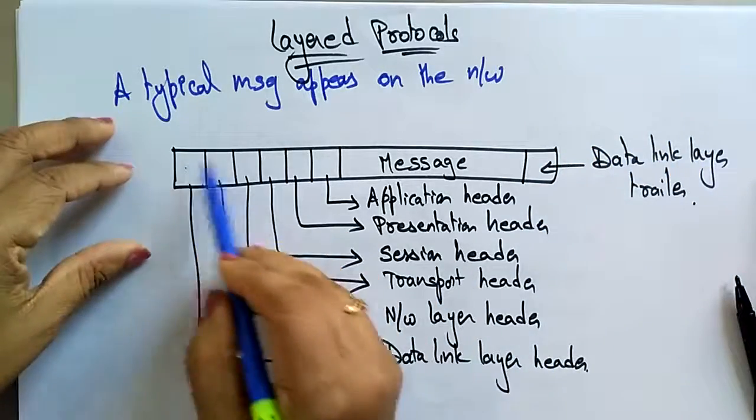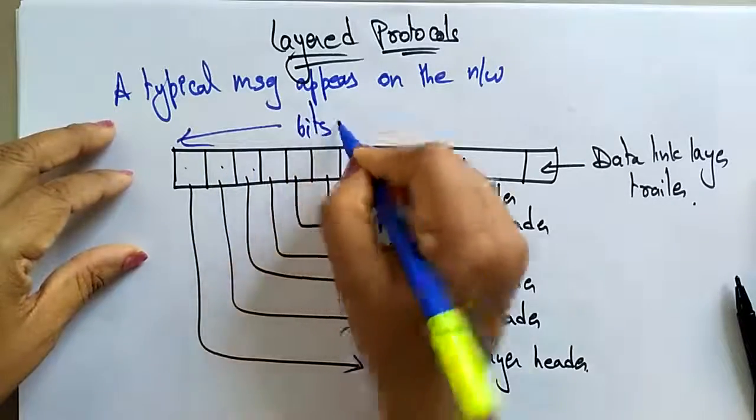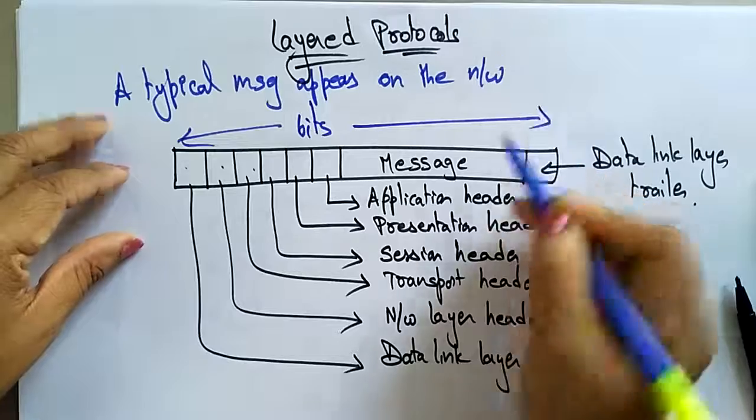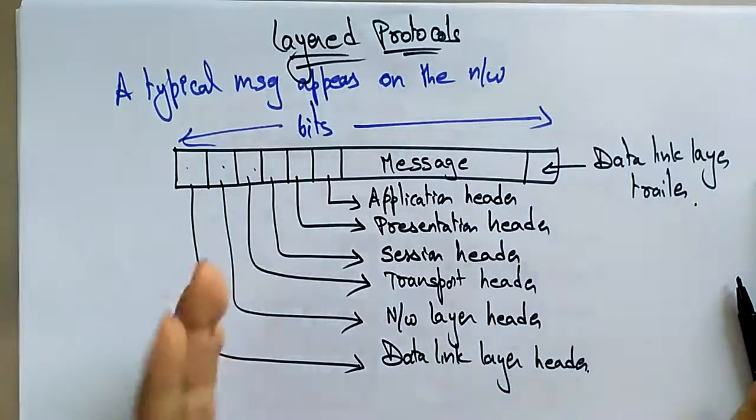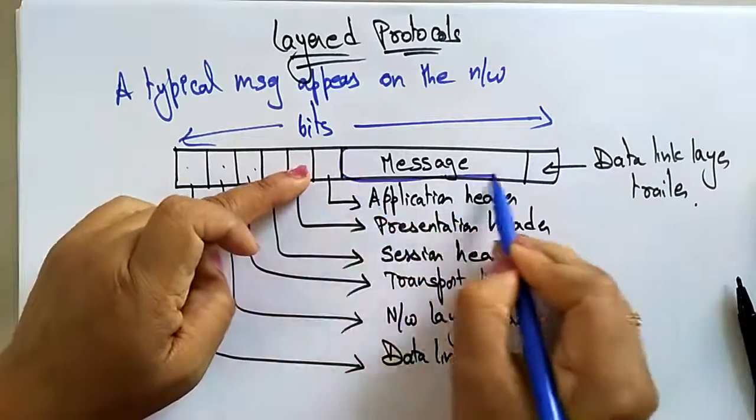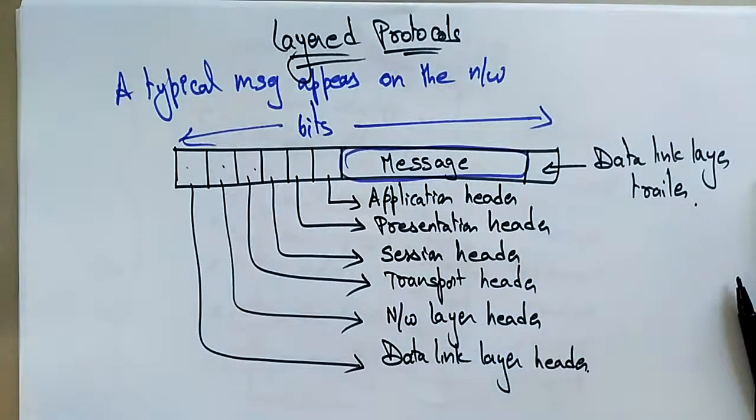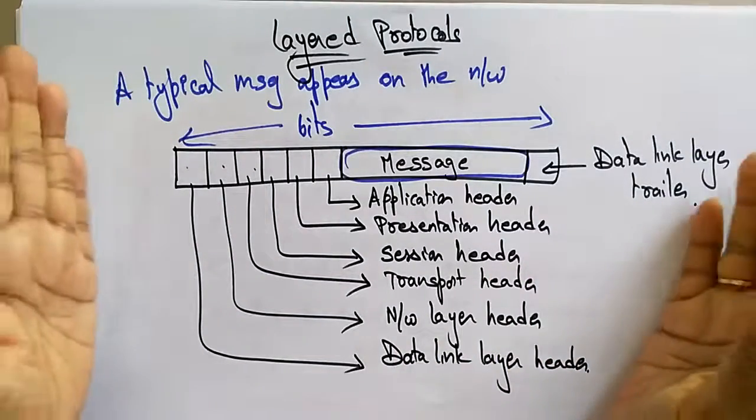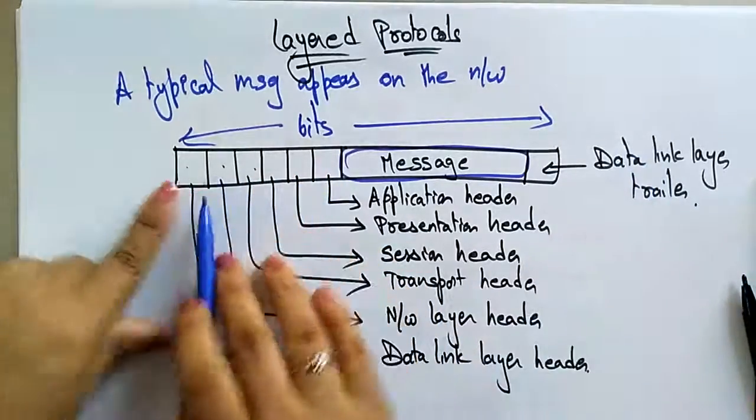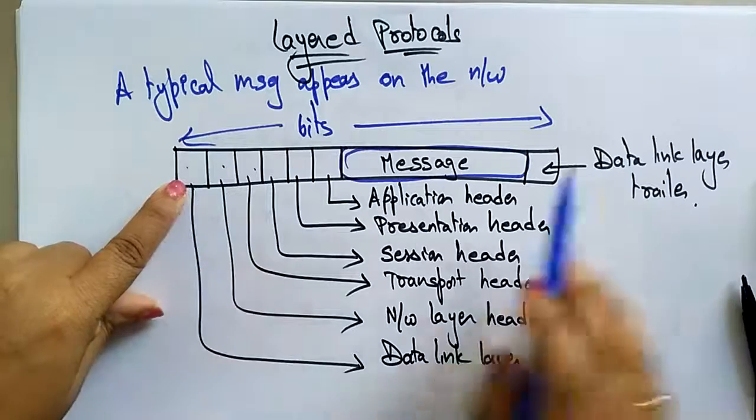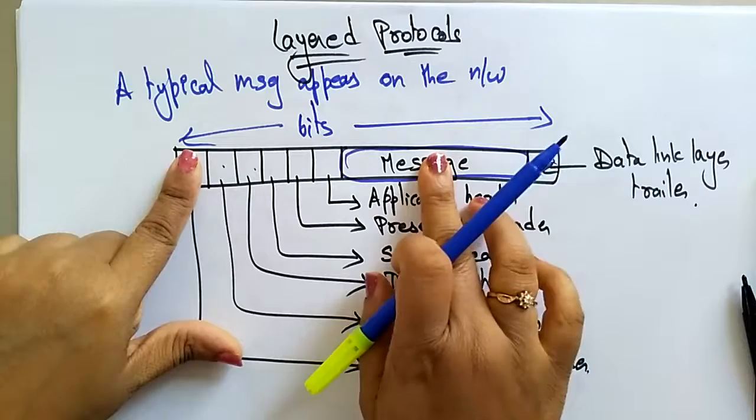Here these are all bits that actually appear on the network. Each bit, ones or zeros, appears on the network. This is our actual message that we want to transfer, and the message is also converted into bits. If we are at the data link layer, it consists of the data link layer header, the trailer, and the message. So header, trailer and the message.